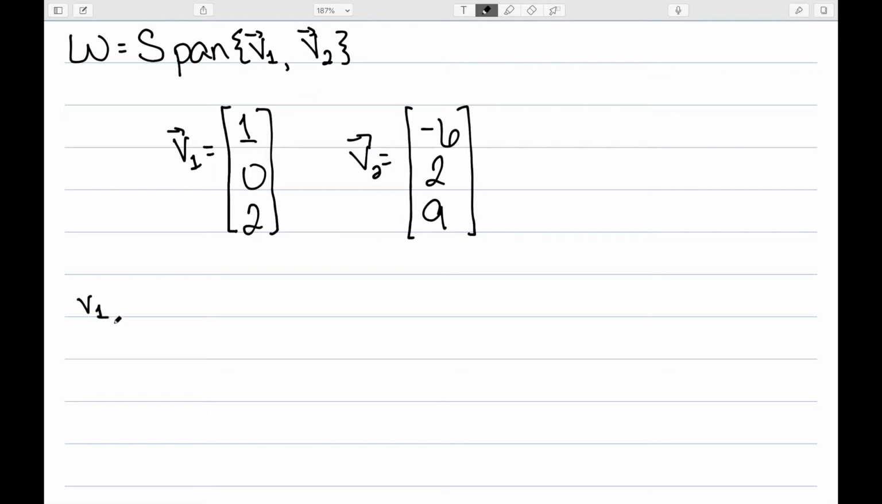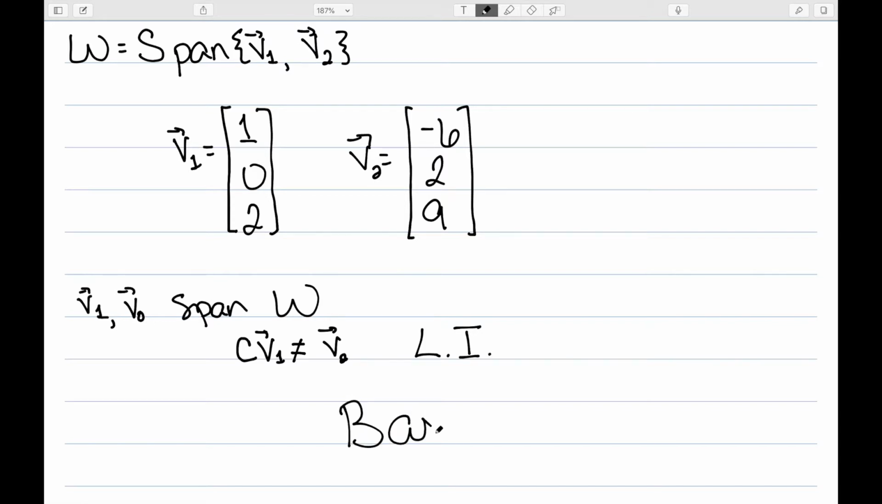Well, V1 and V2 definitely span W, since that's the definition of span and how I define this subspace. As far as linearly independent, with 2 vectors, if I can multiply one vector by a number and get the second vector, then they are dependent. And we can see that's impossible here. For one, it's impossible to multiply 0 by anything to get 2. So this is not true, which tells me that they are linearly independent. So this is a basis, in particular, a basis of dimension 2.